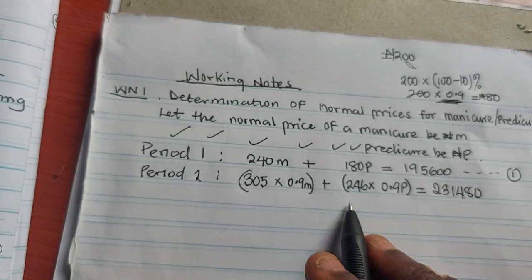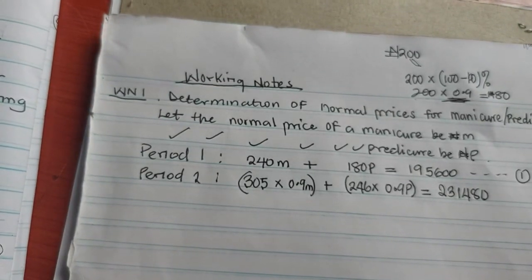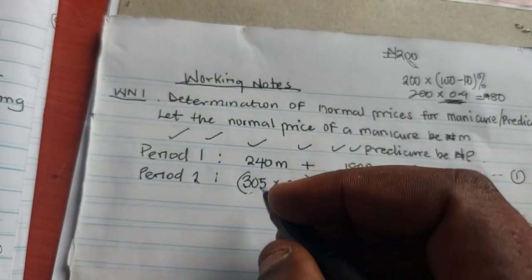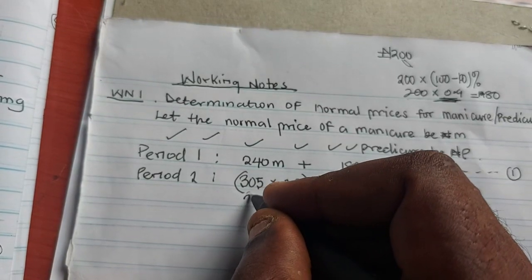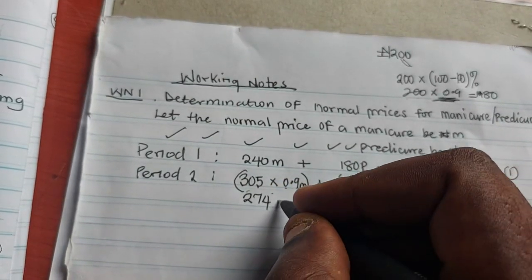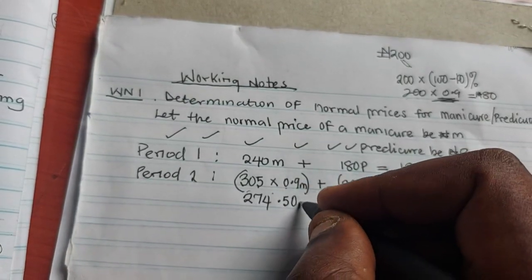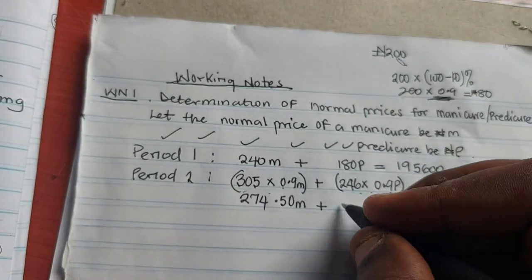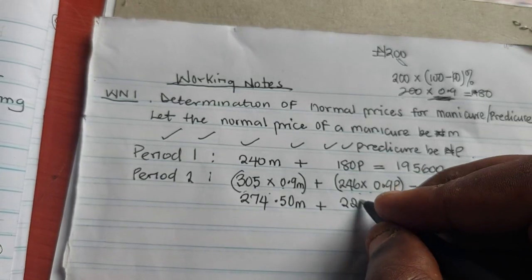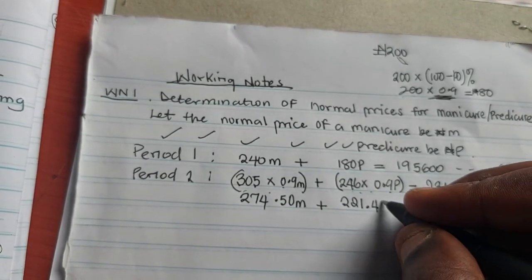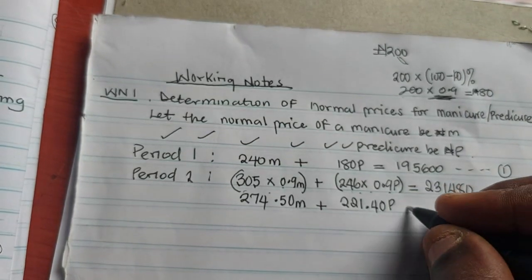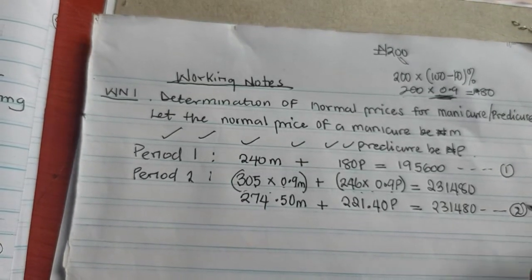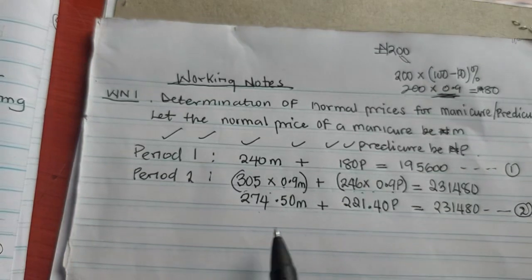Now when you manipulate this, what do you have? From your calculator, 305 times 0.9 will give you 274.50M, plus when you multiply 246 by this, what do you have? You have 221.4P from my calculator, which is equal to 231,480. That is equation 2. So we need to solve these two equations simultaneously.